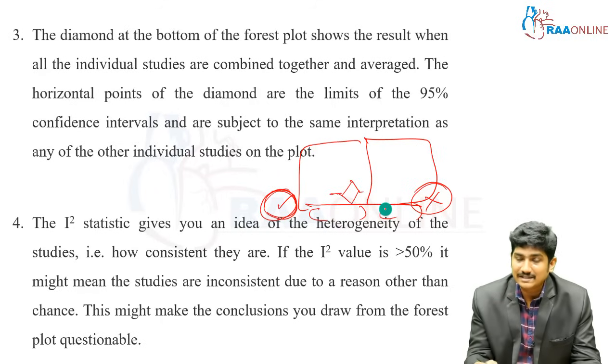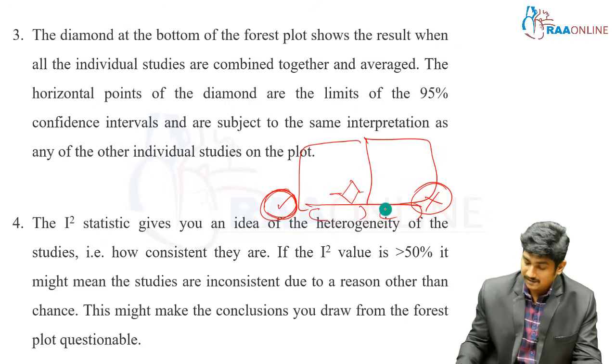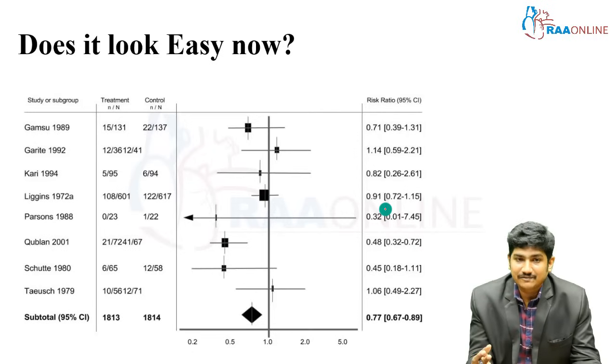So next is the I-square statistic. It gives you an idea of the heterogeneity of the studies, that is, how consistent they are. If the I-square value is more than 50%, it might mean the studies are inconsistent due to a reason other than chance. This might make the conclusions you draw from the forest plot questionable. So this is the first slide we saw in our presentation, right?